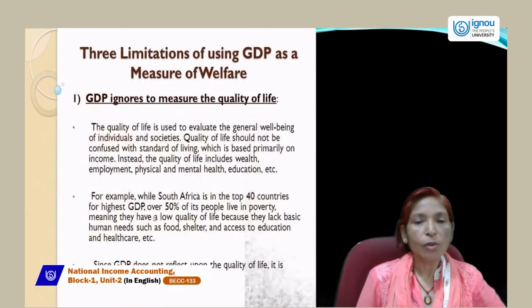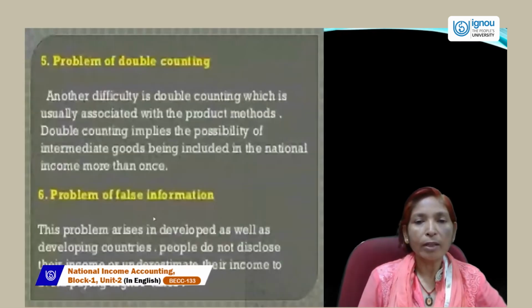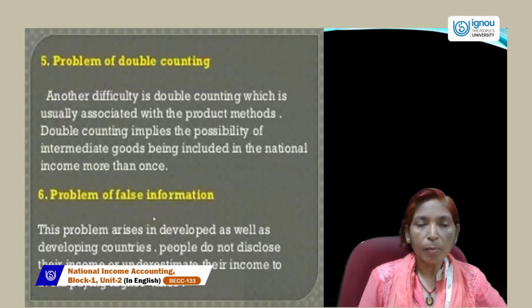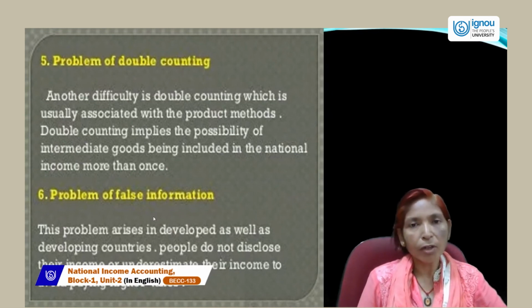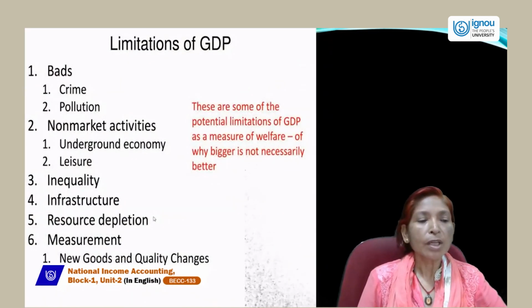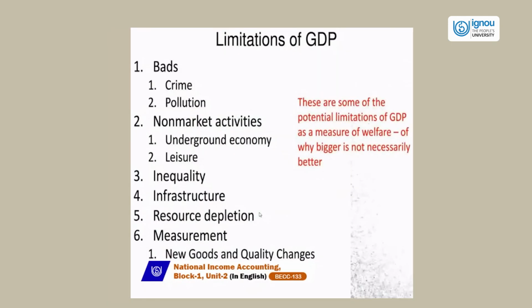Next, there are so many problems of GDP while estimating it. GDP ignores the measure of quality of life. Double counting problems sometimes occur if we include intermediate goods. If false information is available, then national income will not be estimated accurately. So there are so many limitations of GDP.